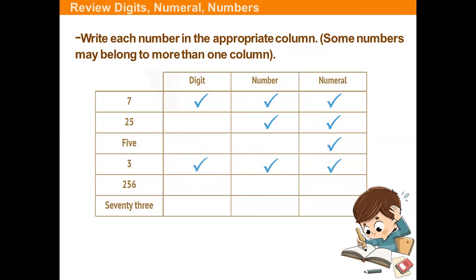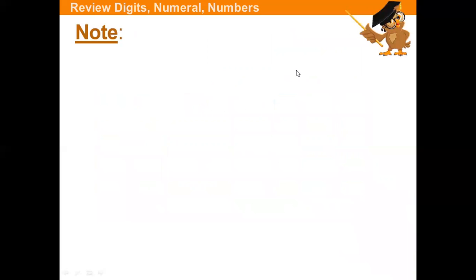Very good. What about 256? It's not a digit. Very good. It's a number and it's a numeral. And 73 as letters will be a numeral. Very good. Let's take some notes.